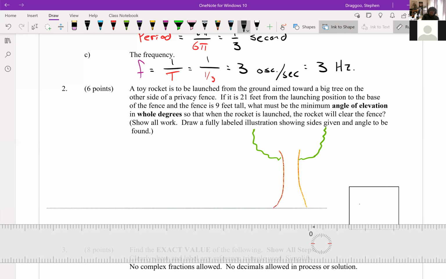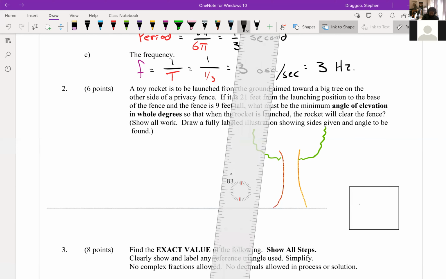Try turning ink to shape on here and get this to work. Almost. Oh, come on. Fine. We'll do it the old-fashioned way.